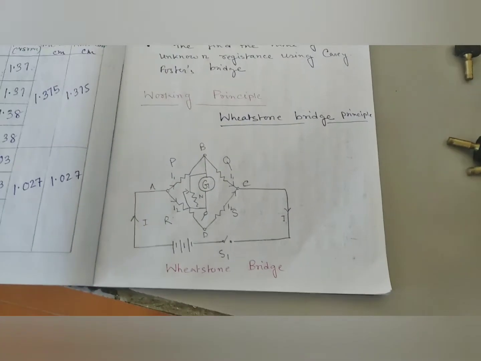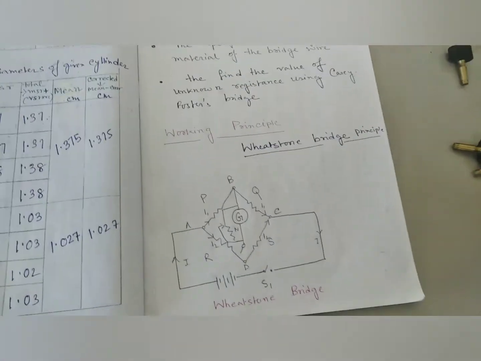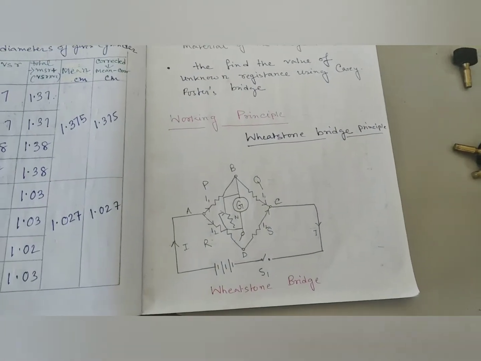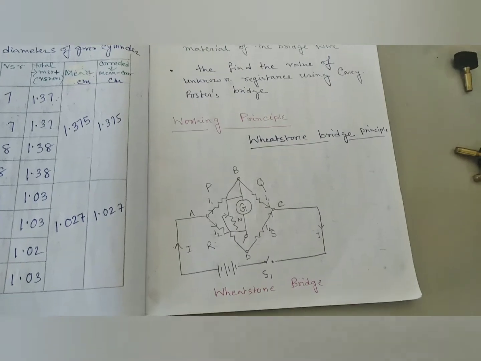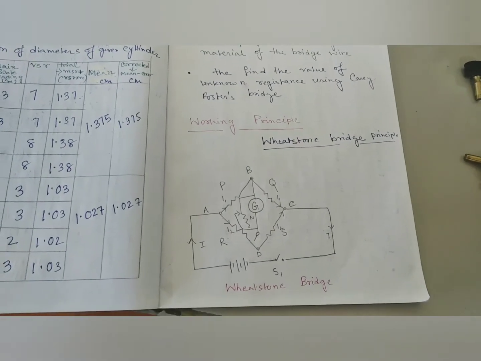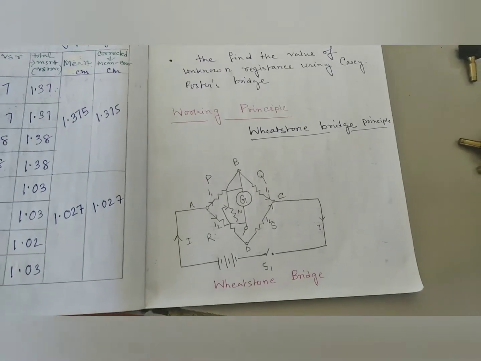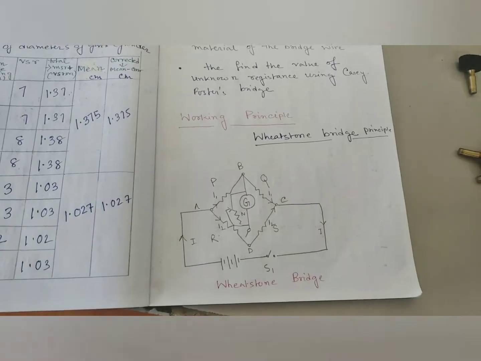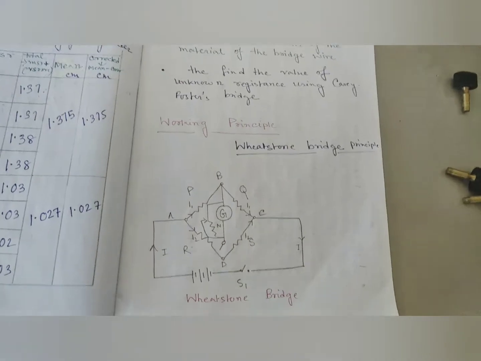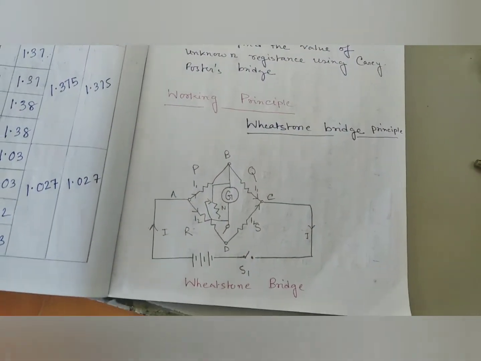Carey Foster bridge was invented by scientist Carey Foster, that is why it is named after him. It works upon the Wheatstone bridge principle, but the bridge is a rectification of the Wheatstone bridge.